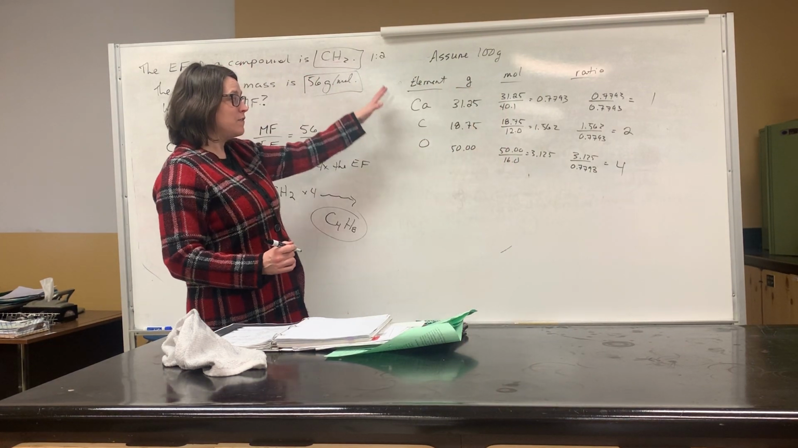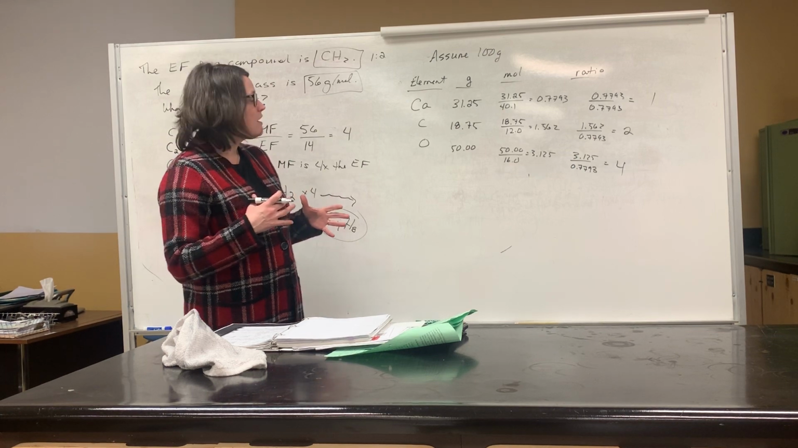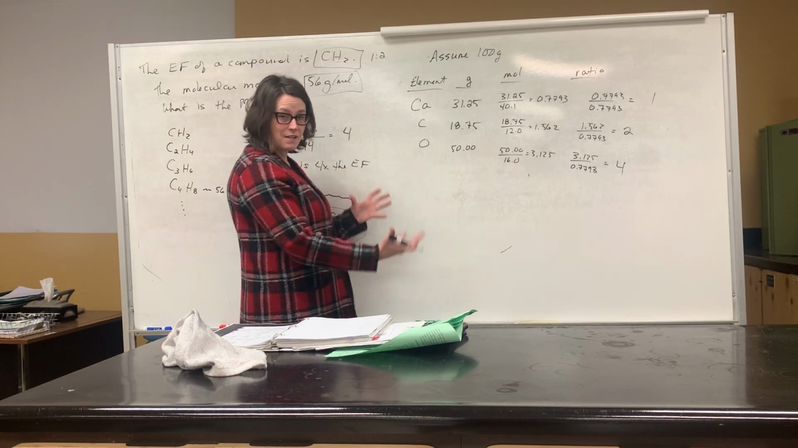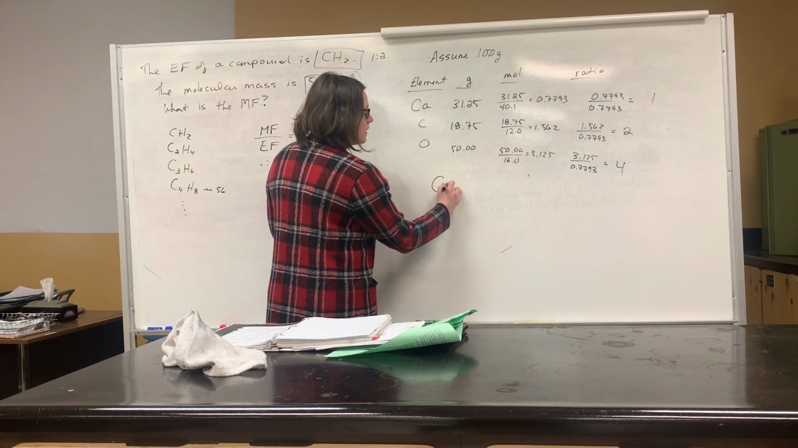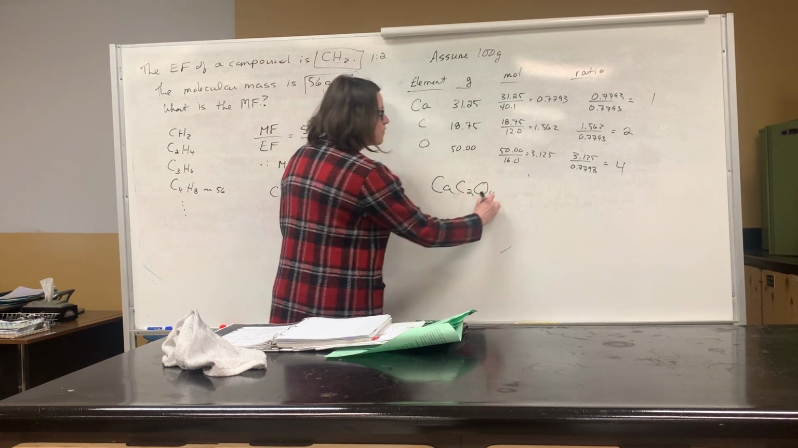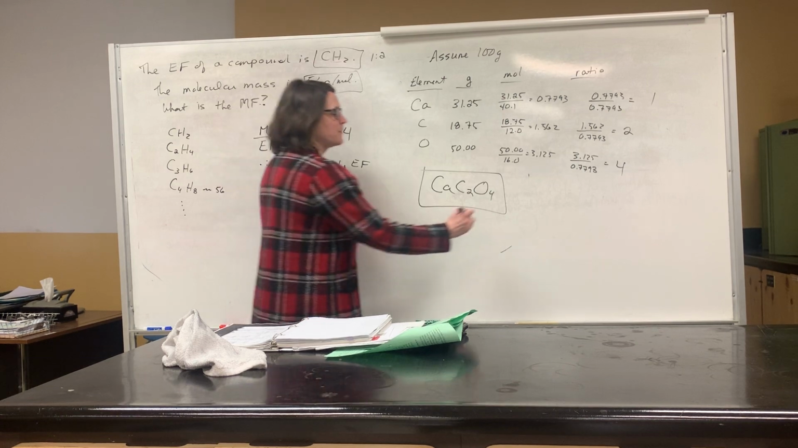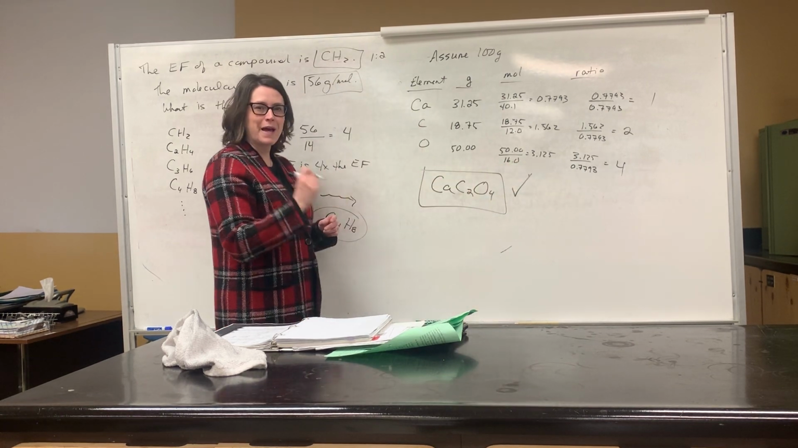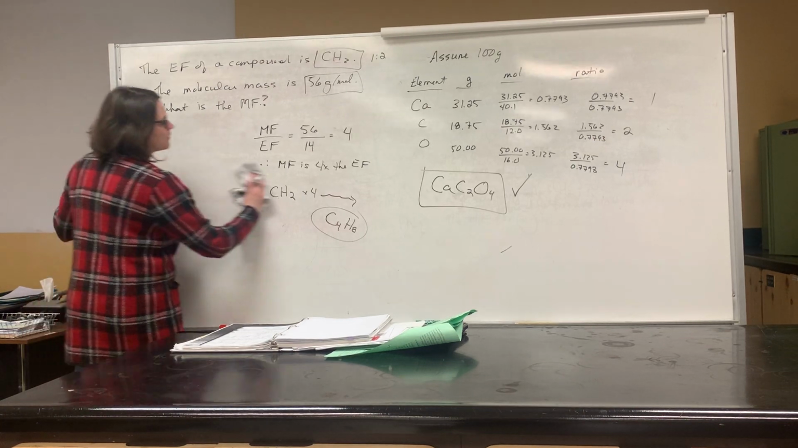So now I have the mole ratios of the calcium, the carbon, and the oxygen. So now I can combine those, and this is my empirical formula. Therefore, the empirical formula is 1 calcium, 2 carbons, 4 oxygens. That is my empirical formula. I'm done. I'm happy. Good. Okay, so that's one example. We'll do another one together.